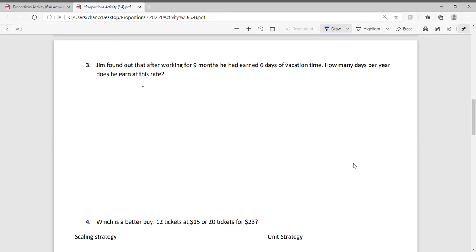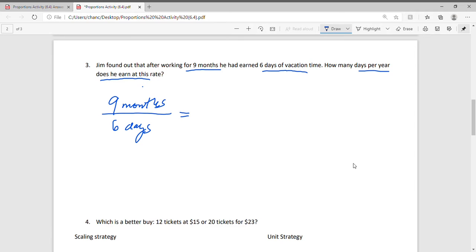Question 3. Jim found out that after working 9 months, he earned 6 days of vacation time. How many days per year does he earn at this rate? Let's create our proportion. We have 9 months is to 6 days, and that's equal to, well, we'll have to figure out how many months there are in 1 year, and that's 12 months. 12 months is to how many days? We don't know. We'll call it X days. So here's our proportion. 9 months is to 6 days, as 12 months is to X days.